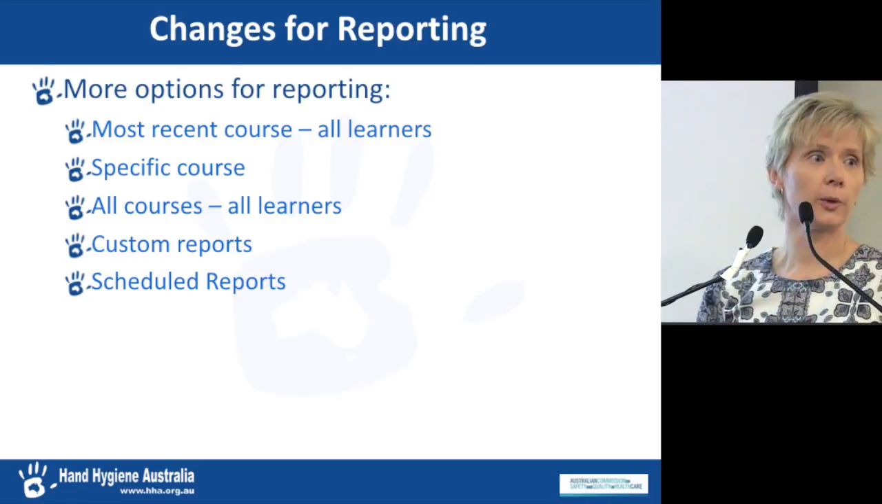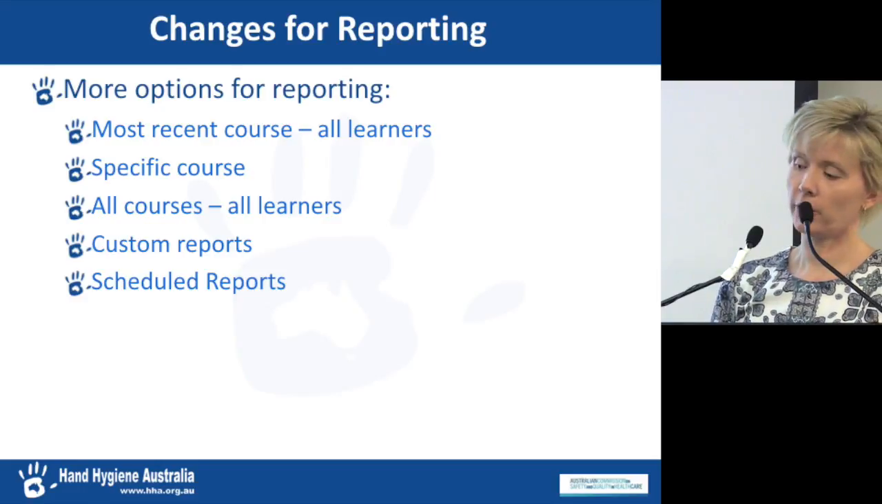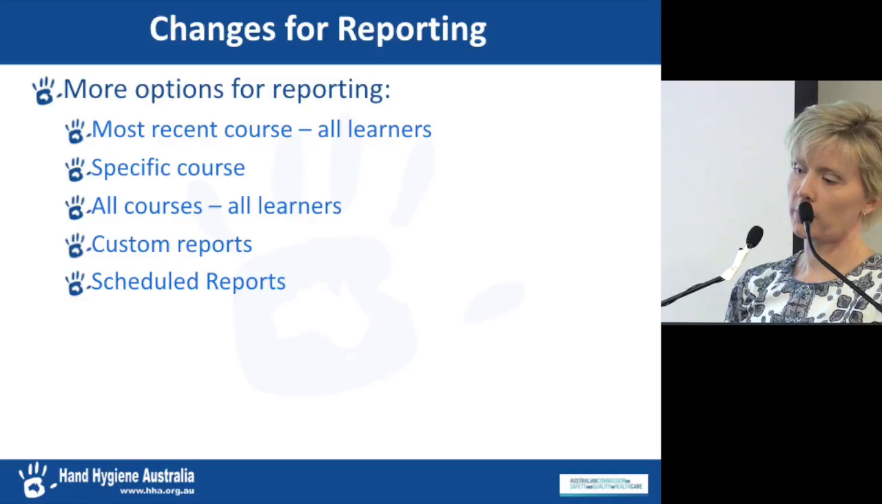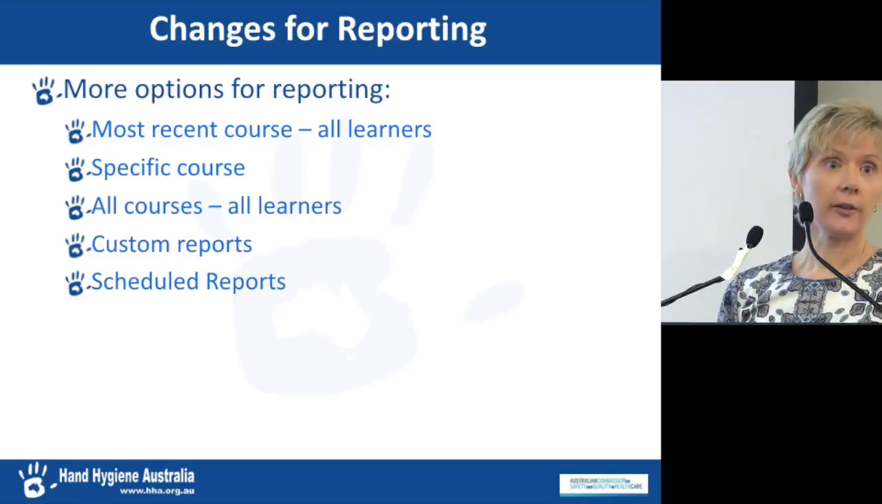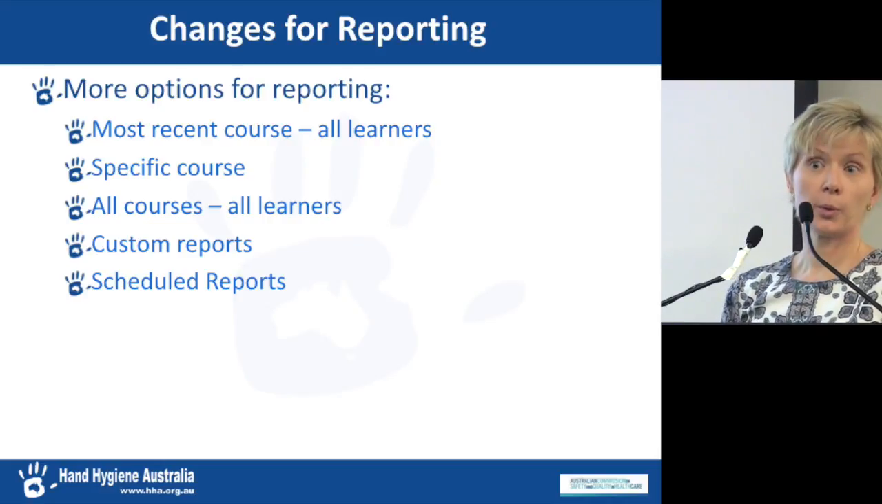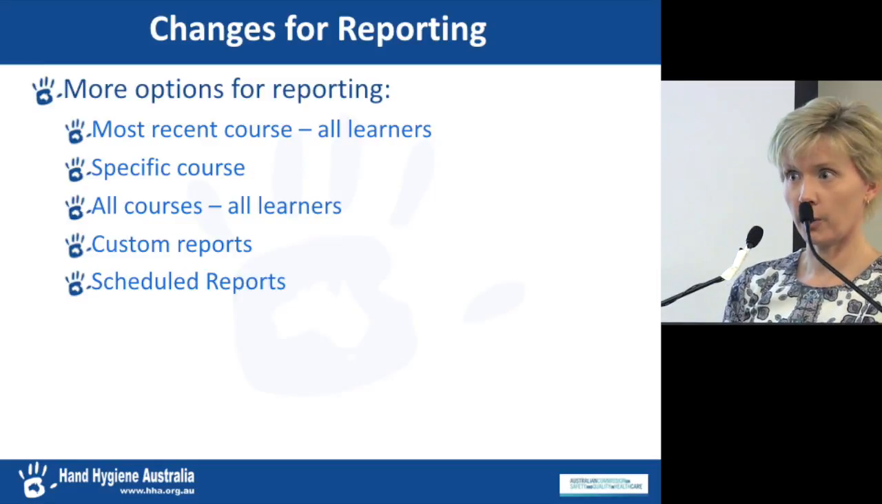So you can look for the most recent course that people have completed. You can look for a specific course and who's completed it. You can run a report for all courses and all learners and have everyone in one report. You can customise your reports and pick which details you want to appear on the report. You can actually schedule reports too, so they'll be emailed to you at a set defined time that you've requested.